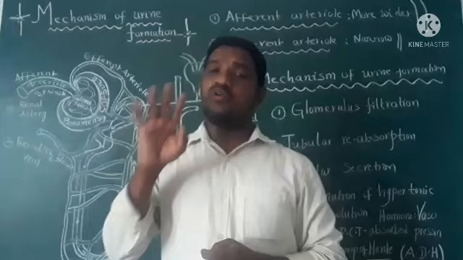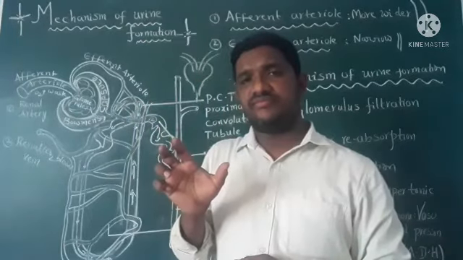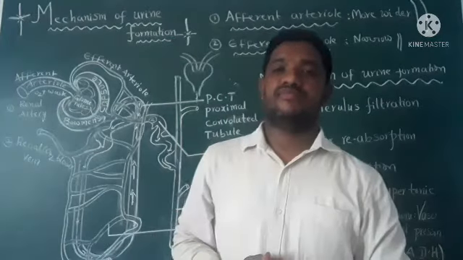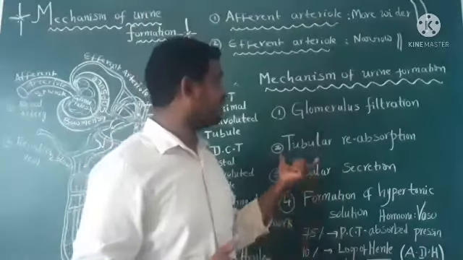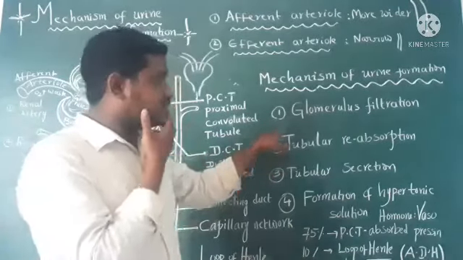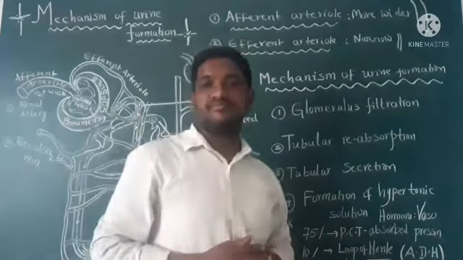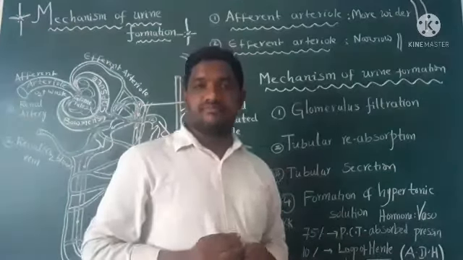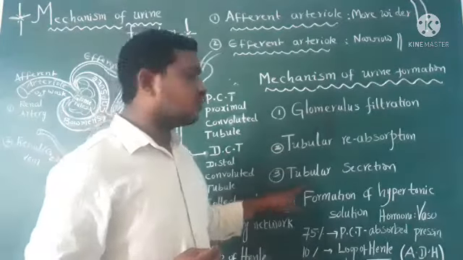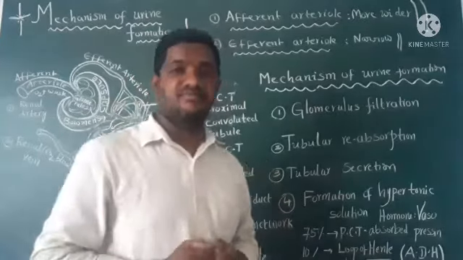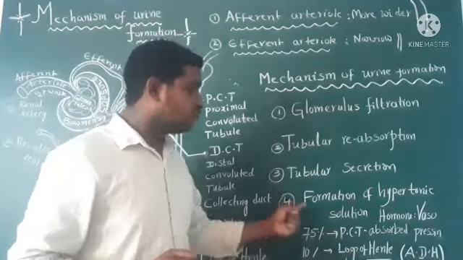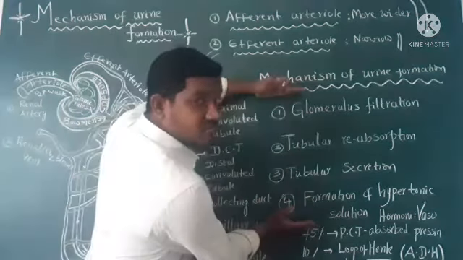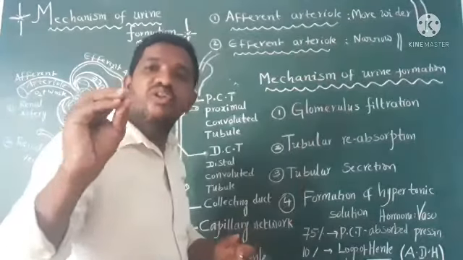Okay, there are four steps involved in urine formation. What are those? See, I have written them on this side. First one is glomerular filtration. Second one is tubular reabsorption. Third one is tubular secretion. Fourth one is formation of hypertonic solution. These are the four steps involved in urine formation.